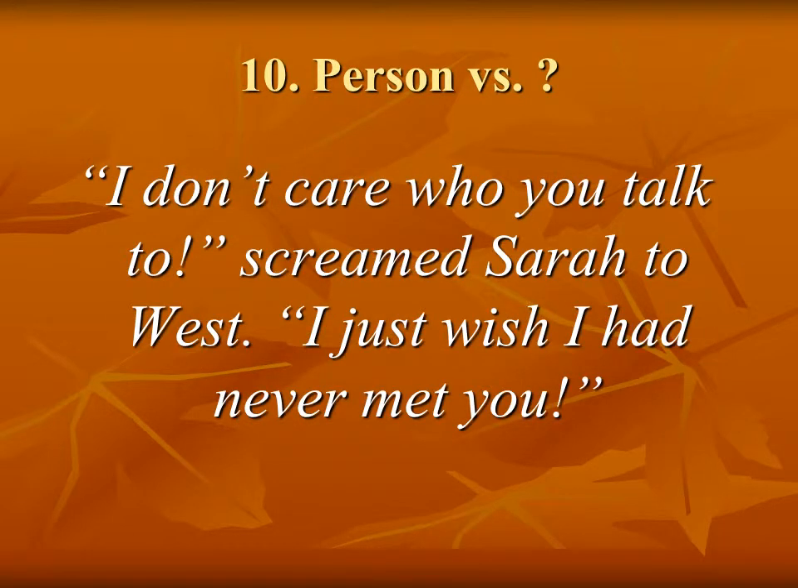"I don't care who you talk to," screamed Sarah to West. "I just wish I had never met you." Again, this could be analyzed on two levels. First of all, we can obviously say that this is person versus person, in that Sarah is arguing with West. A second line of conflict, though, can be identified internally within Sarah, in that she wishes that she had never met West, thus implying internal conflict, person versus self as well.